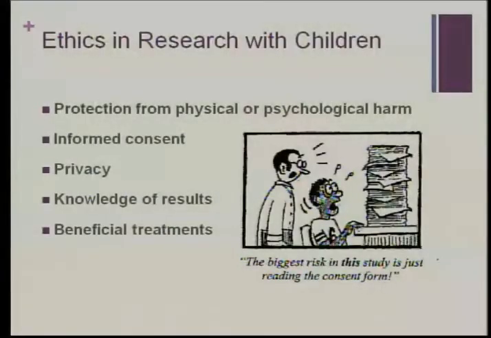Okay, so I'm going to conclude the lecture by talking about the importance of ethics in research with children. All children need protection from physical and psychological harm, so when you're designing a study, you want to make sure that all risks are minimized. You need to worry about informed consent. Anyone under the age of 18 needs consent from a parent or guardian to participate in the research, and sometimes you also need that from their teacher if you're going to be studying in a school.